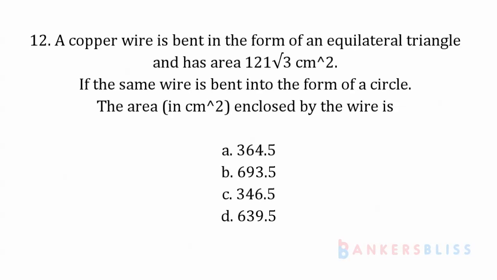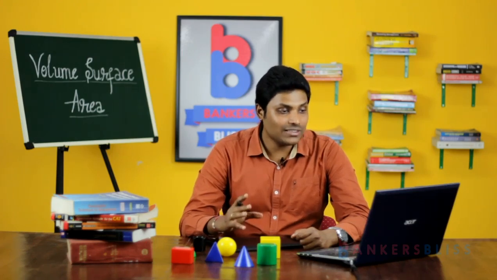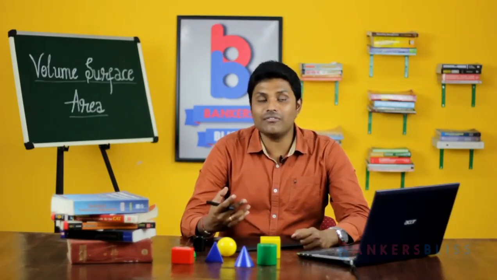Problem number 12. A copper wire is bent in the form of an equilateral triangle and has an area 121 root 3 centimeter square. If the same wire is bent into the form of a circle, the area enclosed by the wire is. See here, they have given the area of the equilateral triangle. So based on that we can calculate the side of a triangle. Based on this side we can calculate the perimeter of a triangle. The perimeter of a triangle is nothing but the circumference of the circle, because the entire wire they have bent, based on that wire they are forming the circle.